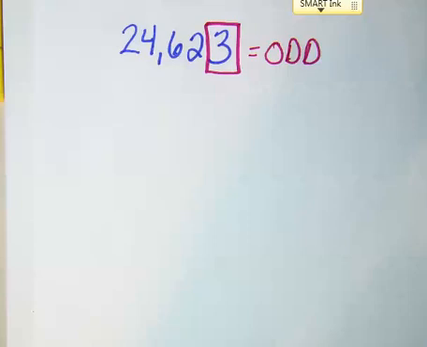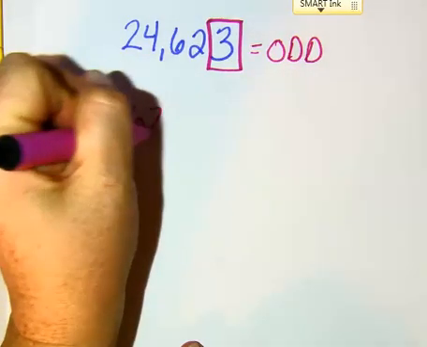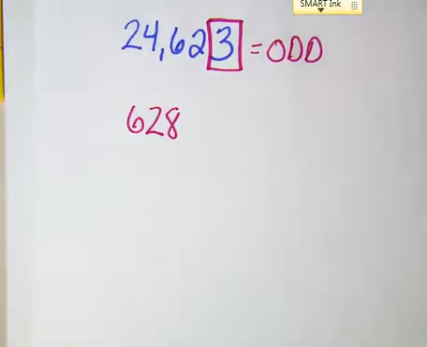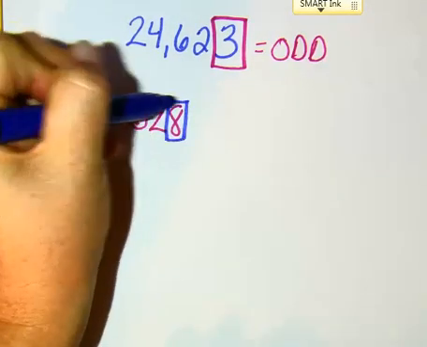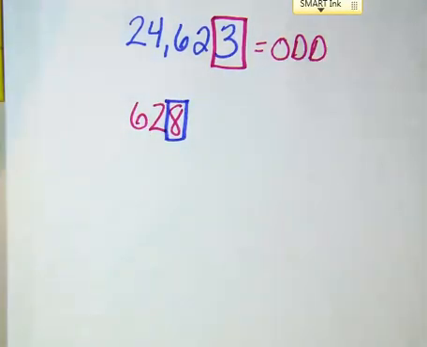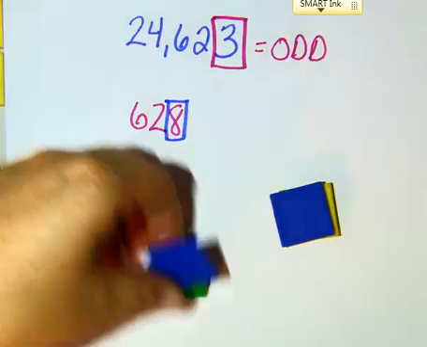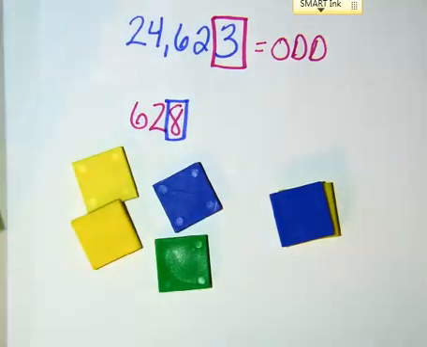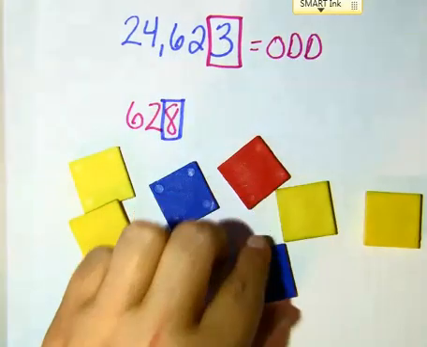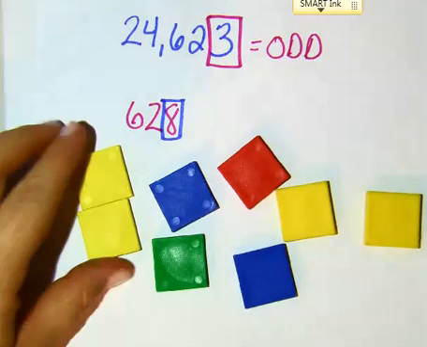Let's try another number. Let's try 628. Is 628 an even or an odd number? Well, we could use blocks. We could get 628 blocks and count them all out. But that seems like a lot of work. So instead, you look at the last number, which is 8. So we go ahead and get 8 blocks, which is right here, and we just match them up.